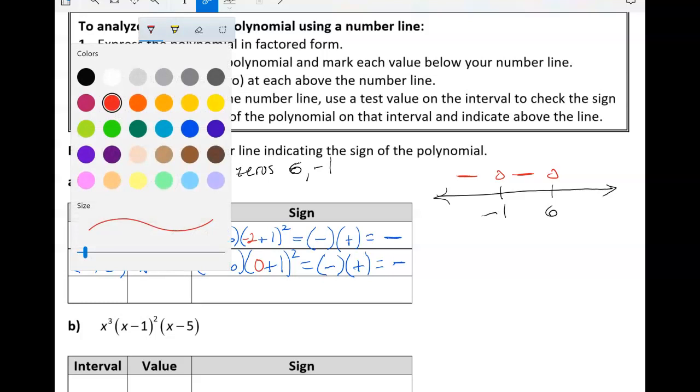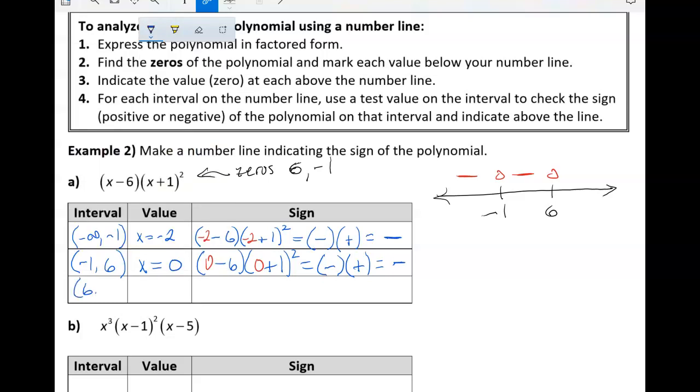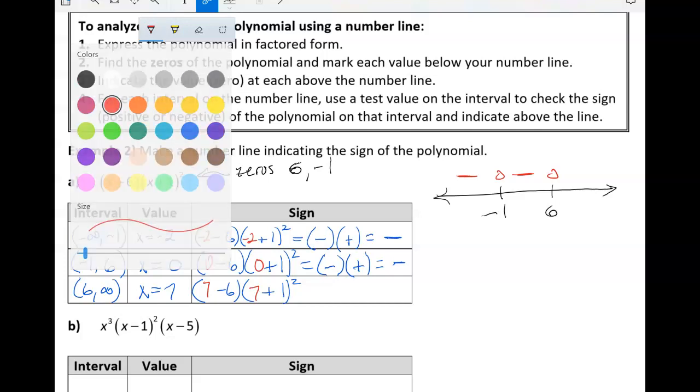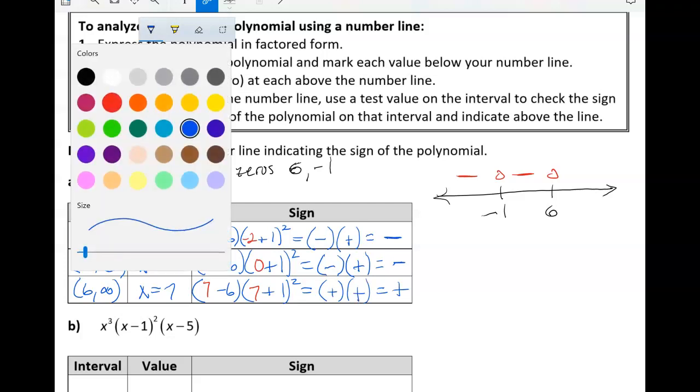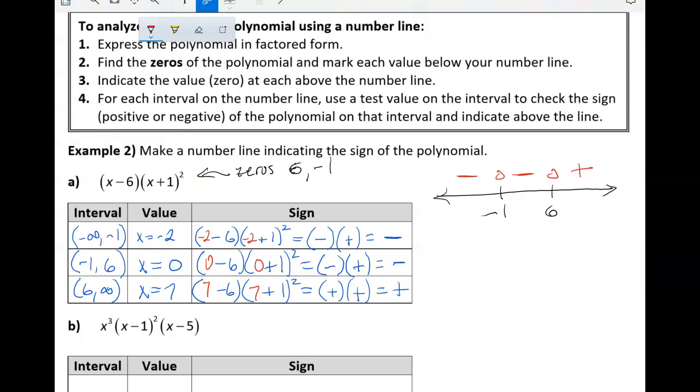And now we have one last interval to test. That's the interval from 6 to infinity. And let's pick 7, for instance. Again, it doesn't matter what value you pick. And let's replace the x's with 7. And so for this interval, 7 minus 6 is a positive number. 7 plus 1 is 8. Squared is a positive number. So overall, the polynomial is positive times positive, which is positive. And that is our number line for the polynomial.